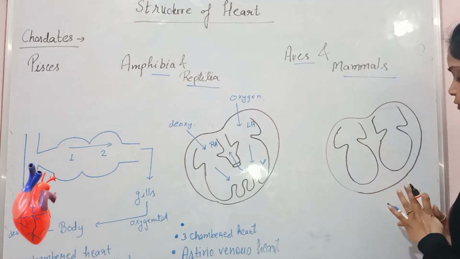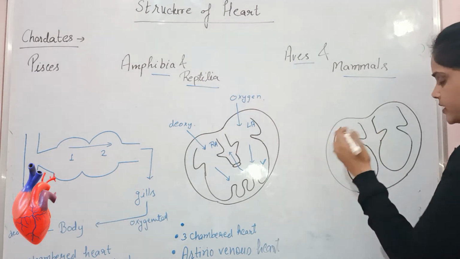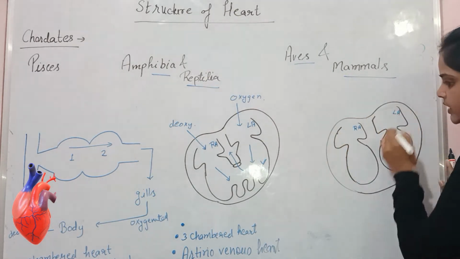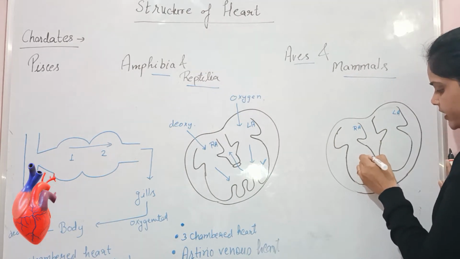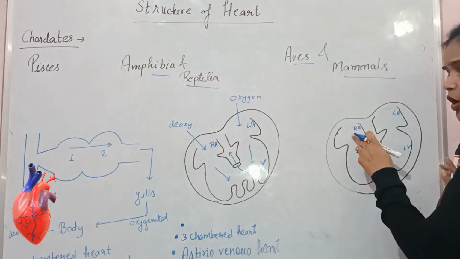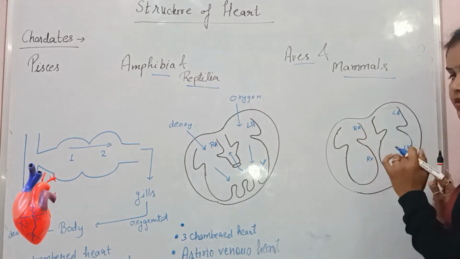So it is what? A four-chambered heart. Now let me label these all. If I say it is the right atrium, it is the left atrium, it is the right ventricle, and this is left ventricle. Okay, so here we are having how many chambers? Four chambers, two atrium and two ventricle.